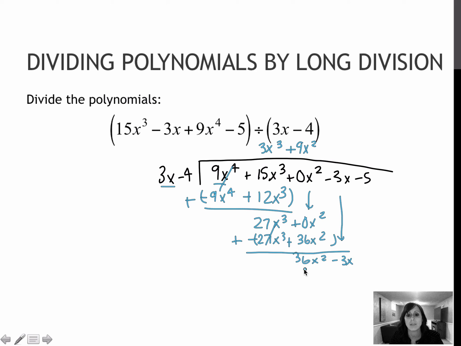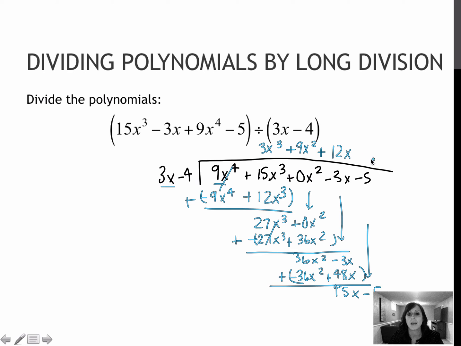3x times what is 36x squared? That would be a positive 12x. Multiply it out to get 36x squared minus 48x. Subtract it all to get 45x and bring down the minus 5.